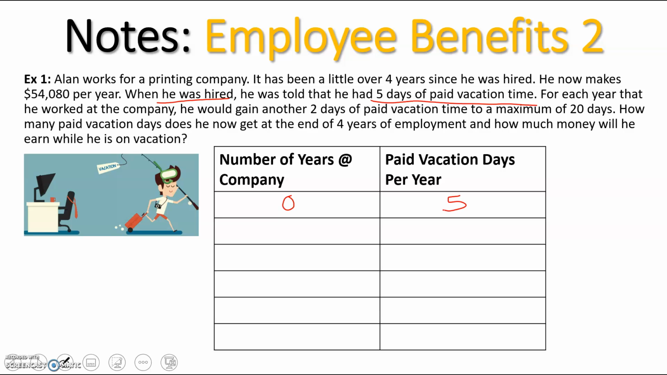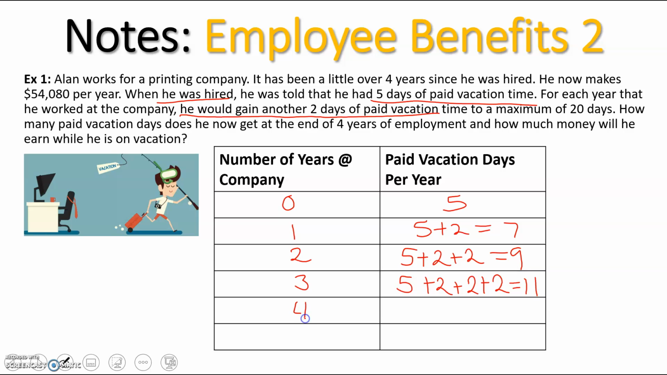Now, after he had worked with the company for a full year, he was done with his first year, it says in the problem that he would gain another 2 days. So between year 0 and year 1, we're going to go up by 2. So 5 plus 2, so this is 7. And then year 2 will be 5 plus 2 plus 2, which is 9 days. And year 3 is 5 plus 2 plus 2 plus 2, or 11 days.